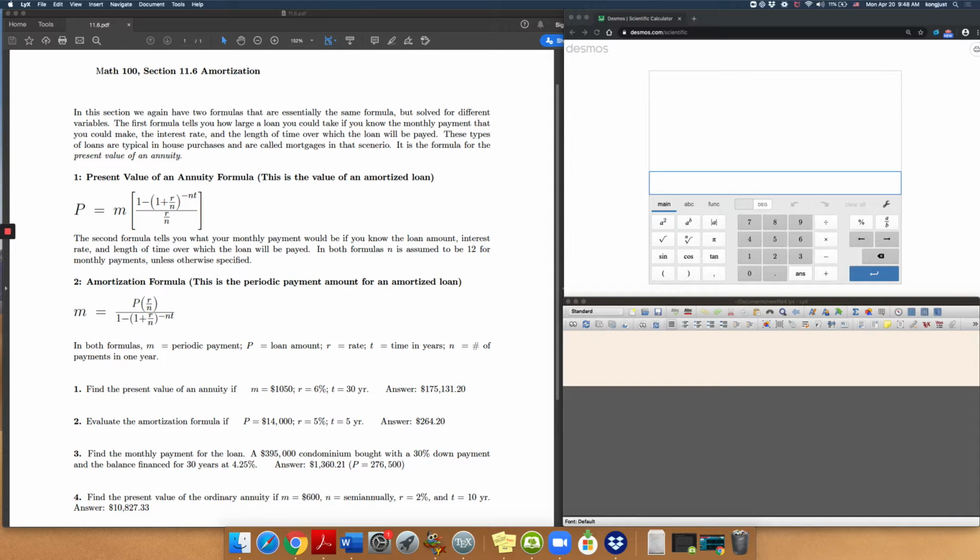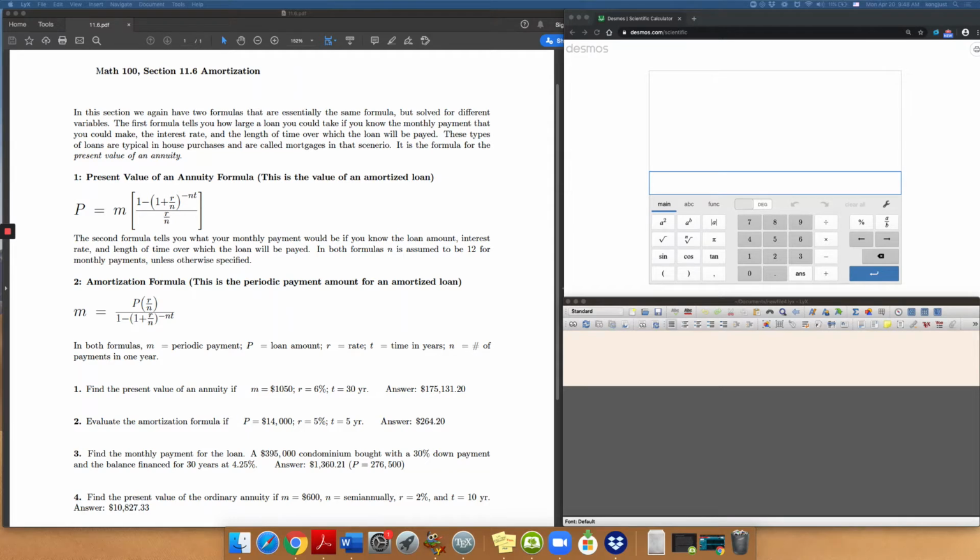So for this week, 11.6 is about amortization. Amortization is just a fancy word for a particular way that you're paying off a loan. This is different from, we did do some long-term payments of loans before, but we were using the simple interest at that time. For that time, we were paying the interest off the entire amount, right?